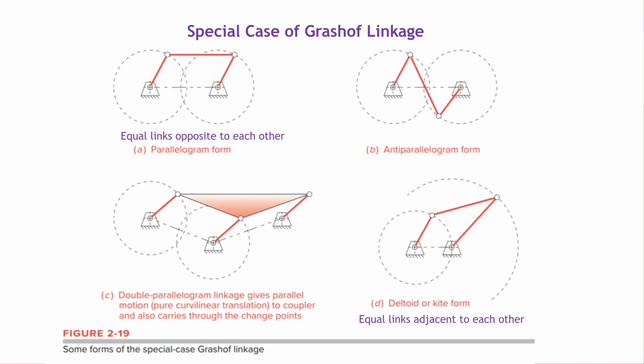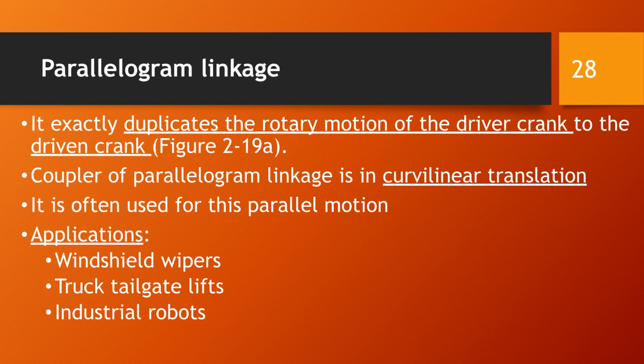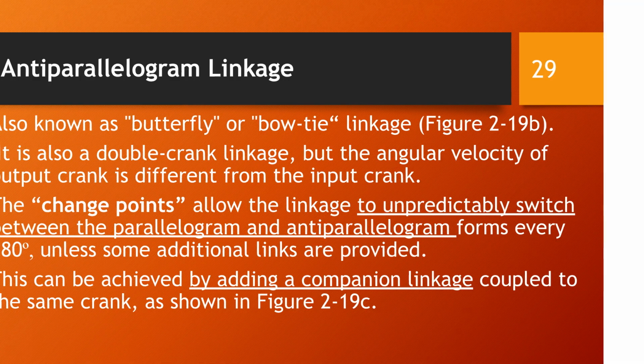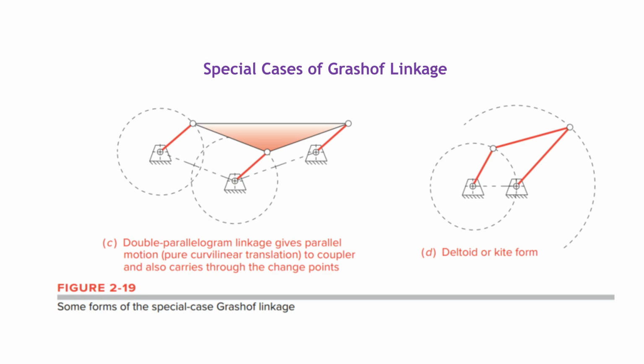Special cases of Grashof linkages depend on the arrangement of link lengths. When equal links are positioned opposite or adjacent to one another, we create specific mechanical behaviors. The parallelogram linkage is one such case. It perfectly duplicates the rotary motion of the driver crank, making it ideal for applications like windshield wipers and industrial robotics. Alternatively, the anti-parallelogram linkage, or "butterfly linkage," allows for different angular velocities between input and output, though it requires care to prevent unpredictable configuration switching. These specialized linkages demonstrate the versatility of the 4-bar mechanism in modern engineering.